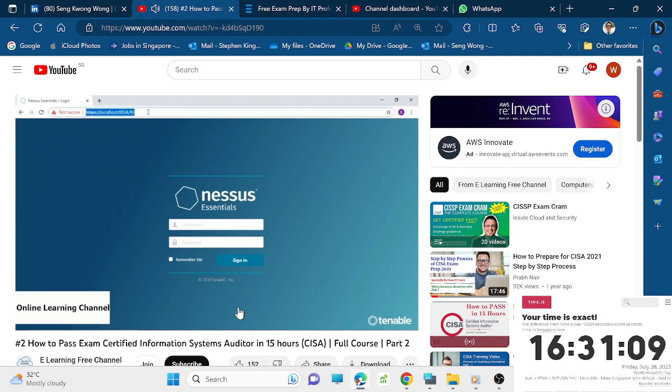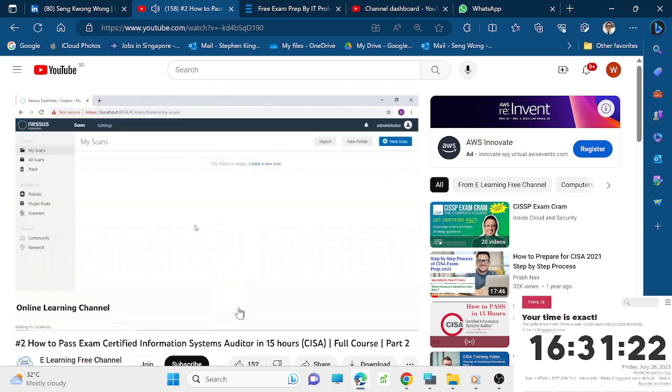And here on that machine, I've gone into my browser and I'm connected to localhost port 8834. The first time you run this, you'll be asked to specify a username and a password, which I've already done. So I'm just going to go ahead and enter those credentials. That puts me in the My Scans folder. I've never done this before, so there's nothing to look at here.